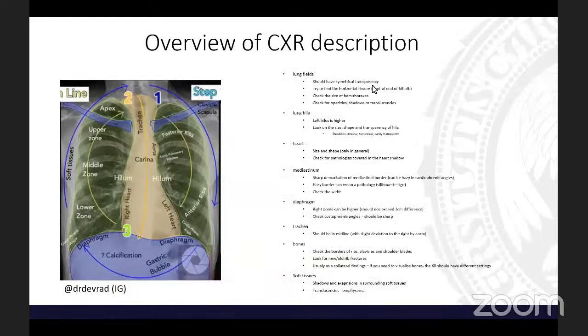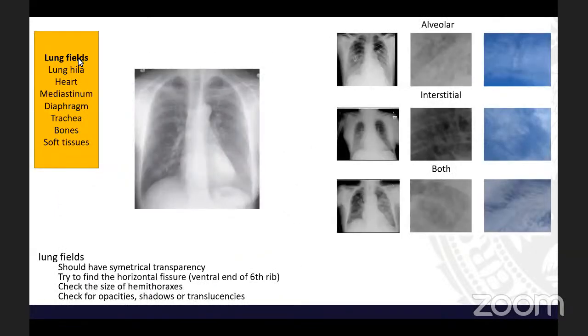We can continue. Great. So now I will go through all the things and tell you what's important there. So let's start. Those are the things we are going to go through. So let's start with lung fields. That's actually what you mostly think of when you imagine examining a chest X-ray, that's the thing you think it is all about. So we start with the whole lungs.